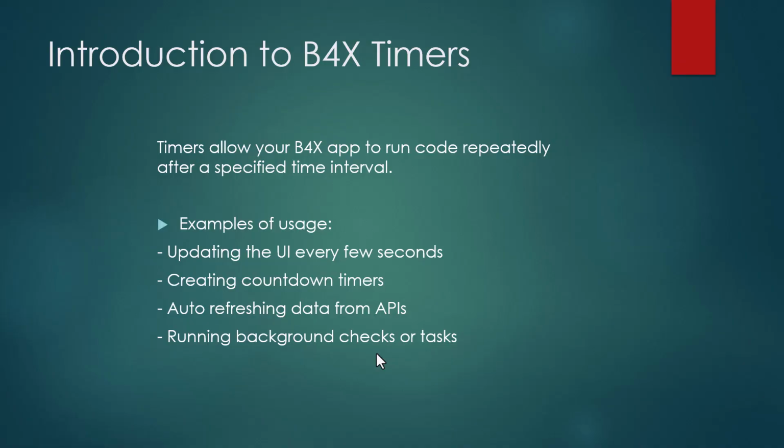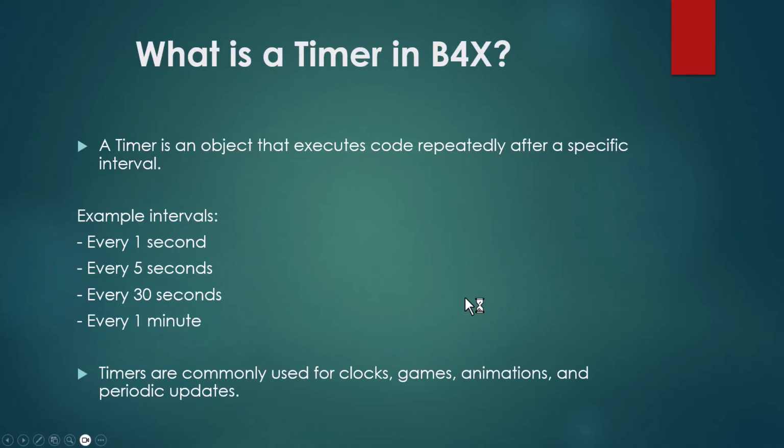So for these things we need timers, and by the end of this tutorial you will know how to declare timers, how to start them, how to stop them, and how to use them in real applications. Okay, so let's look at what a timer is. A timer is an object that executes code repeatedly after a specific interval. Example: 1 second, 5 seconds, 30 seconds, or every 1 minute. And timers are commonly used for clocks, games, animations, and periodic updates.